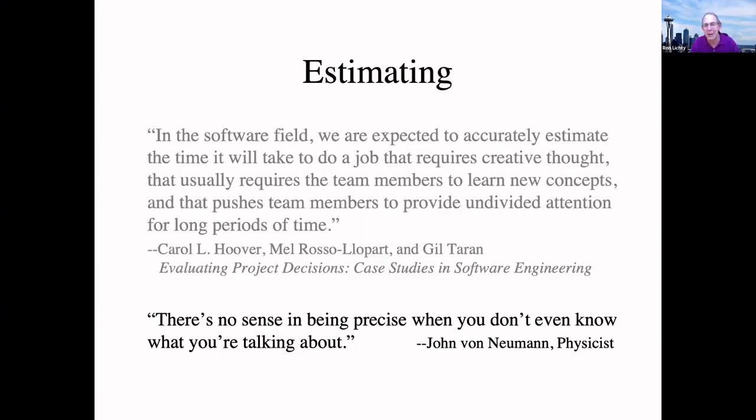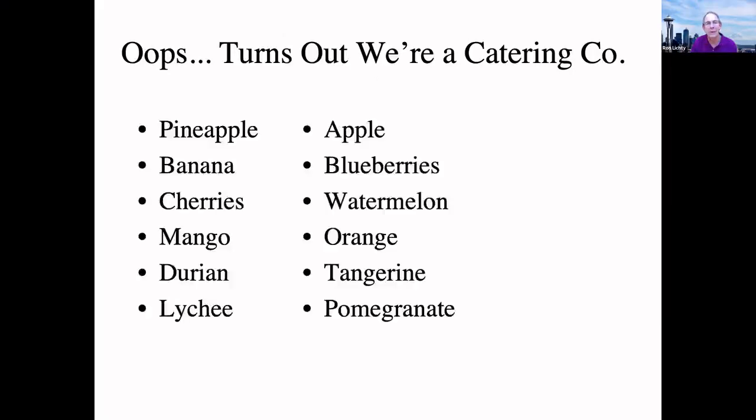I like this quote from John von Neumann, a physicist, who said, "There's no sense in being precise when you don't even know what you're talking about." And clearly, we don't even know what we're talking about when we're preparing pineapple. So God knows how precise we can be when we're talking about software. And it turns out that we're a catering company, and we've actually got 12 fruit to prepare. I give you 8 minutes to figure out a pineapple, but 8 minutes times 12 fruit is going to take a long time.